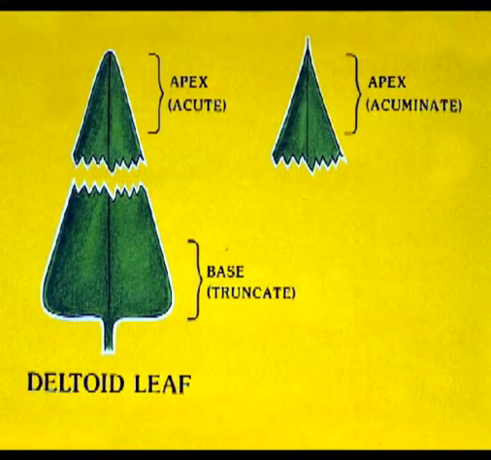Leaf shape is determined by the shape of the apex and the shape of the base, both of which have their own distinctive terminology. For example, the deltoid leaf of black cottonwood could be described as having a truncate or cut-off base and an acute or an acuminate apex. An acute apex is one with an angle less than 90 degrees, while an acuminate apex tapers to a long, narrow point.